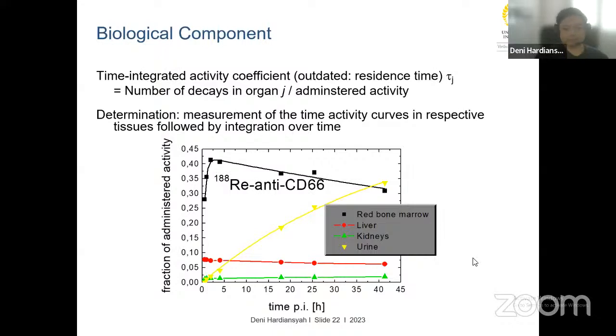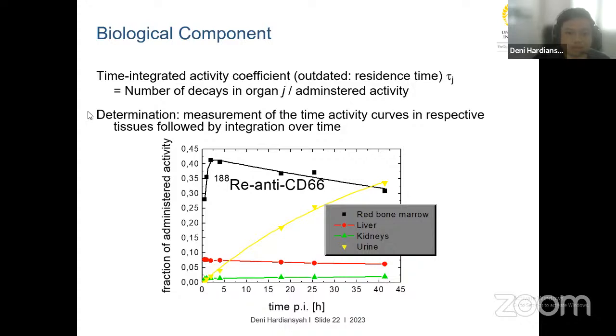And the last but not least, one of the important parts that you need to calculate as a medical physicist in the clinic or hospital is the biological component. The parameter that you need to calculate is the time integrated activity coefficient. The outdated name is the residence time. This is the symbol. And how do we calculate this? This is basically just the number of decays in organ J, the decays of the radionuclide, divided by the administered activity.